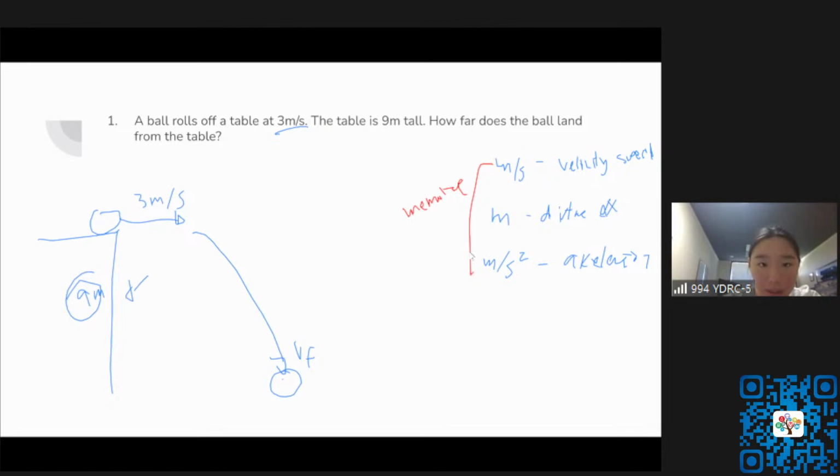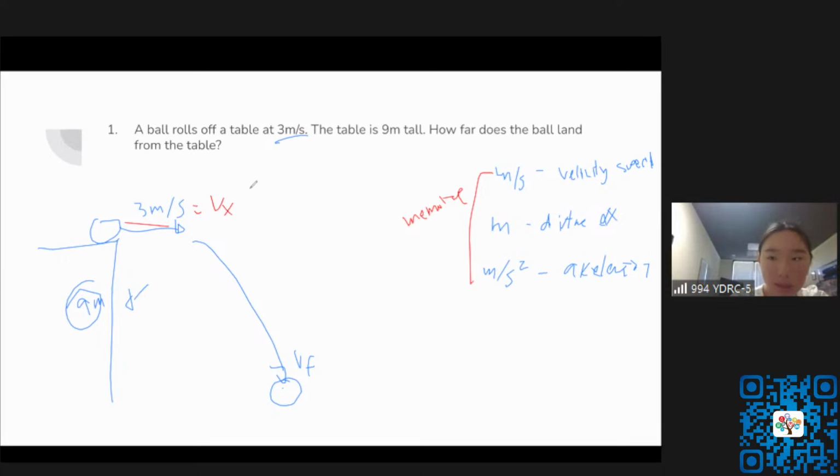Okay, wait, let me annotate this. So 3 meters per second here is equal to Vx, right? Vy is equal to 0 meters per second. Remember, because it's not going down, right? This object would have vertical velocity if it were angled like this or like this, but no, it's just rolling down this way, right? So its vertical velocity would be 0 meters per second.